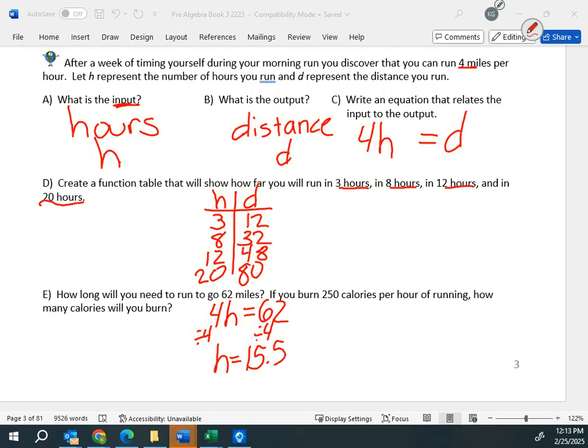Now it says if you burn 250 calories per hour of running, how many calories will you burn if you go 62 miles? Yeah, because we take that 15.5 and we times it by that 250 and we get 3,875 calories. So we just take it one step at a time. When we go slow and we slow ourselves down, we don't let ourselves get overwhelmed, we can figure these out.